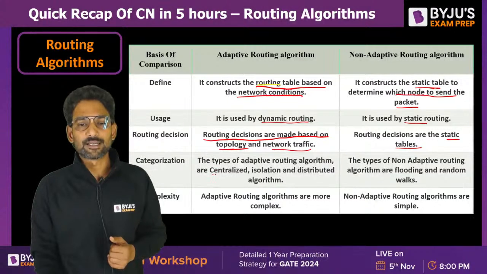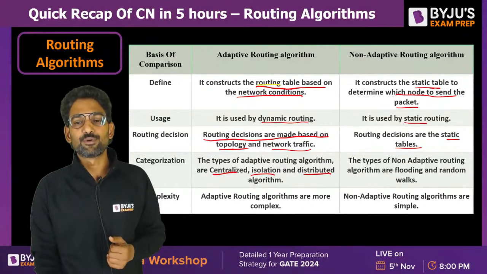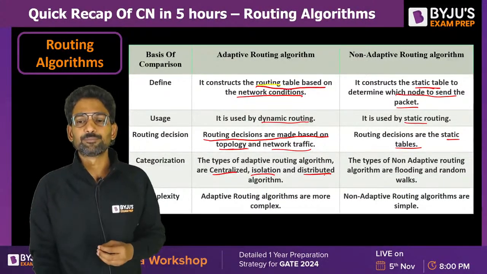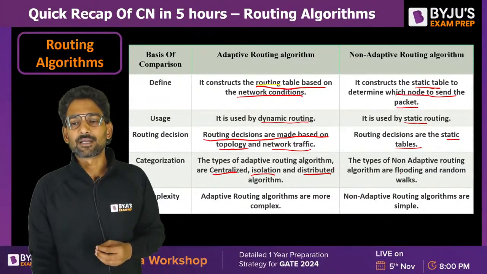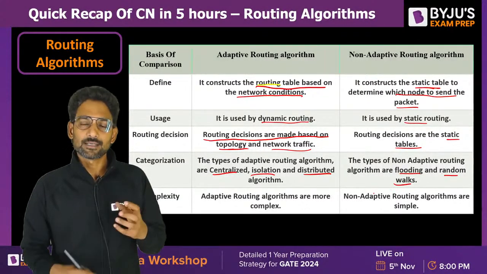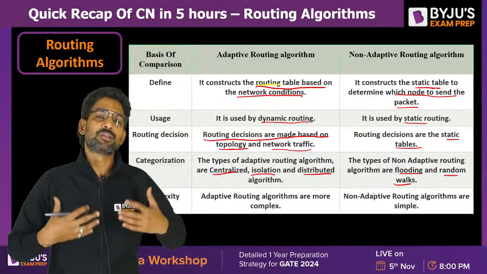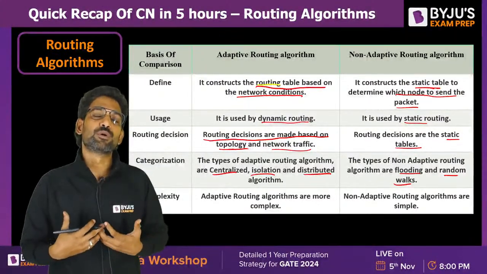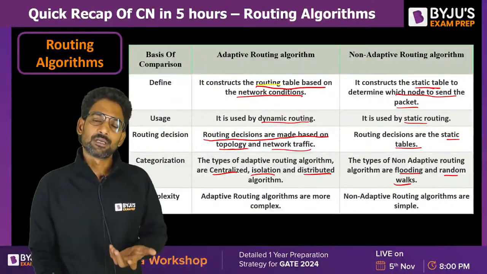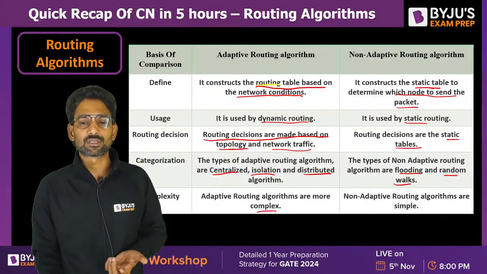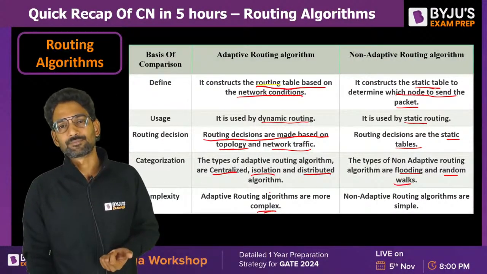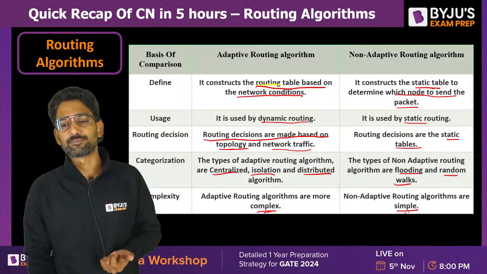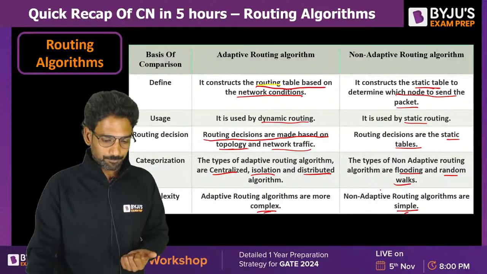We have centralized, isolated, distributed algorithms under adaptive, and flooding, random walks under non-adaptive. As dynamic means, obviously, you have to put more effort, more computation. Hence, we say adaptive algorithms are a little complex compared with non-adaptive. Right?